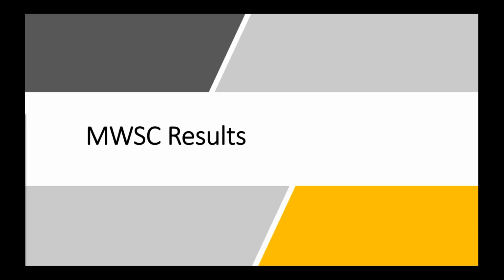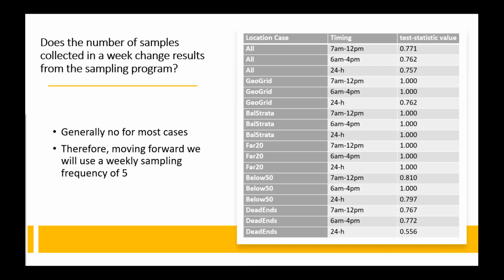For our Midwestern small city, our results for that, again, we ask ourselves, does the number of samples collected change the results from the sampling program? So for here, the number of samples that we're working with, our minimum required is 5, and then we compare that to a value of 10. And again, similar to the BWSN, we didn't see much of a difference for most cases. So moving forward, I'm going to be using 5 samples for the rest of this section.